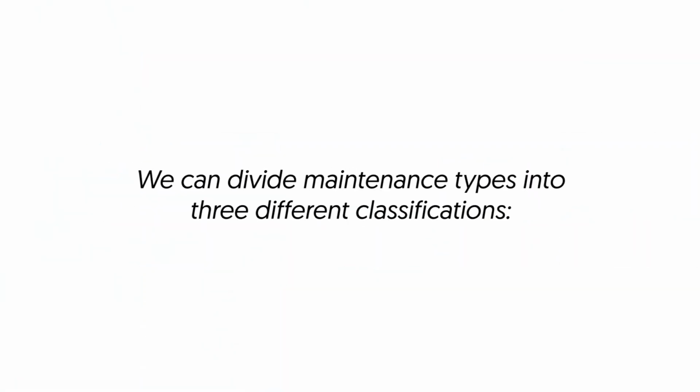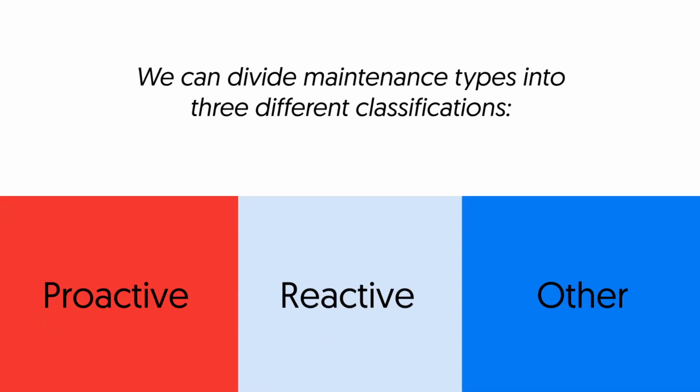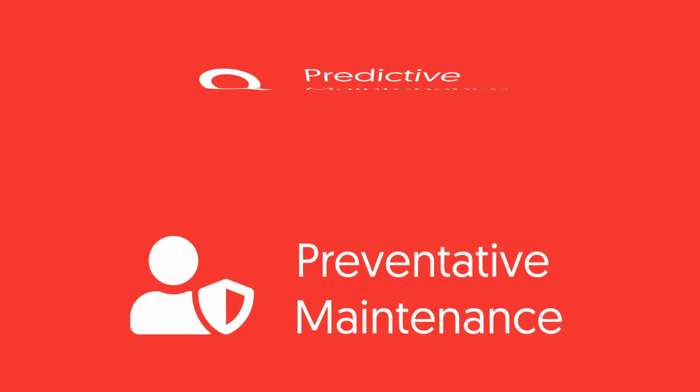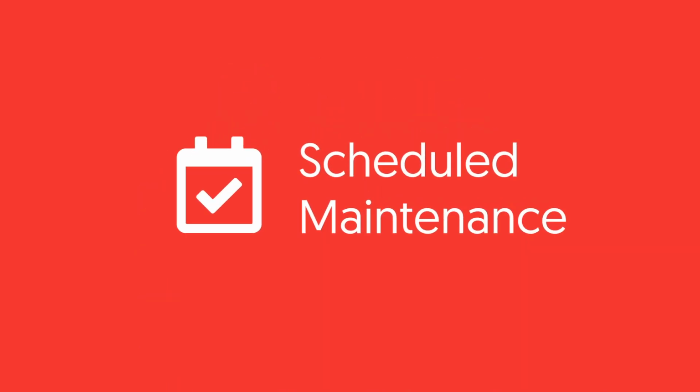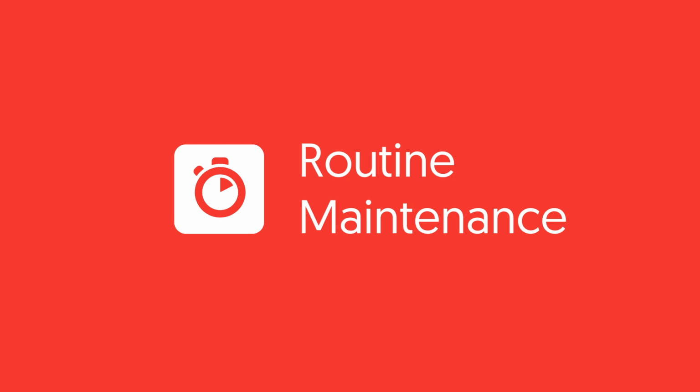We can divide maintenance types into 3 different classifications: proactive, reactive, and other. Proactive maintenance makes it possible to perform maintenance only when necessary, based on gathered data. This can include preventive maintenance, predictive maintenance, condition-based maintenance, scheduled maintenance, planned maintenance, and routine maintenance.